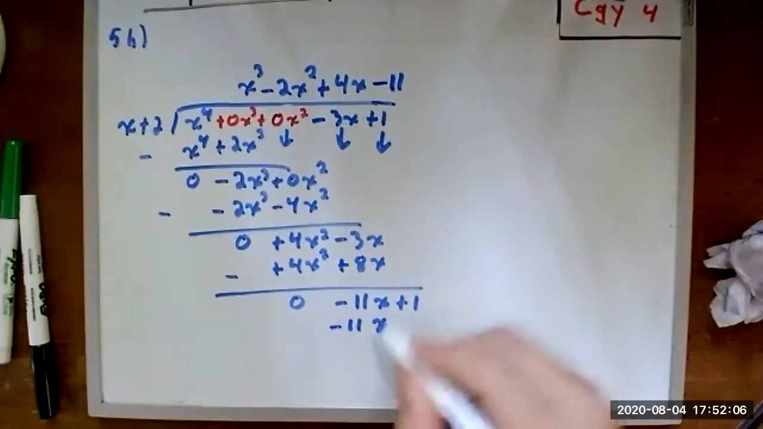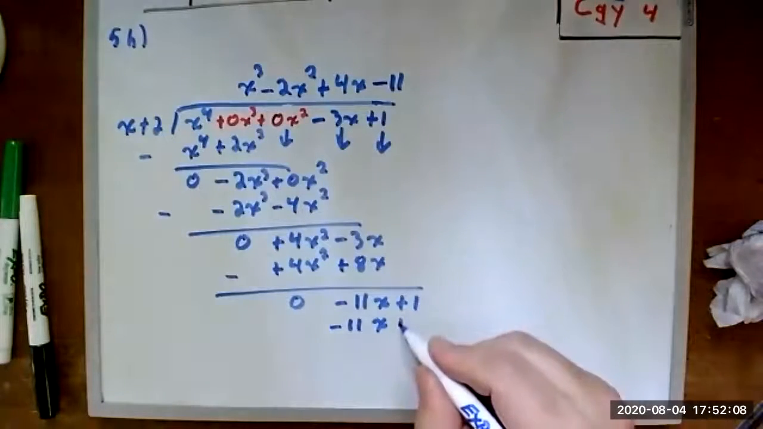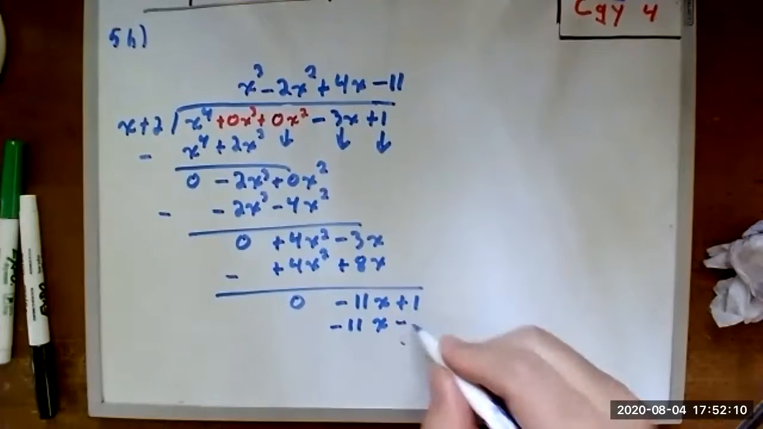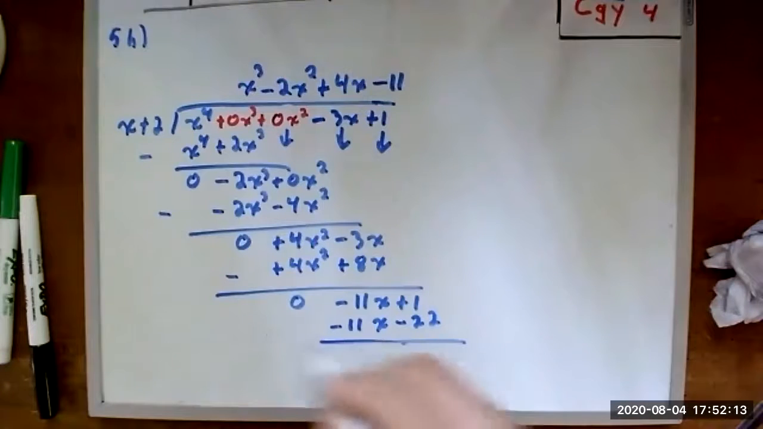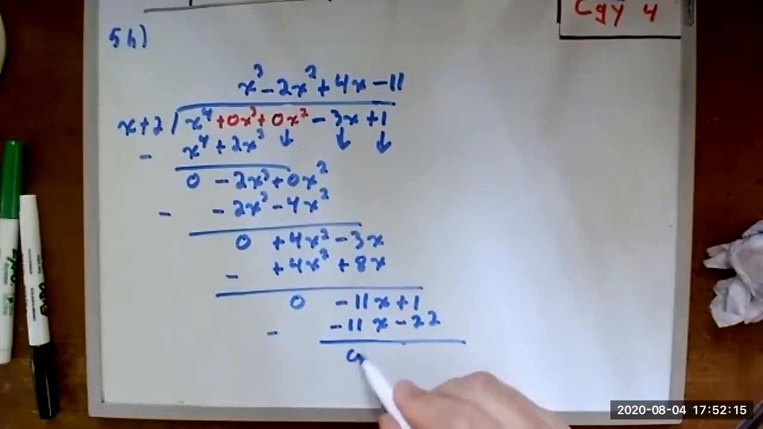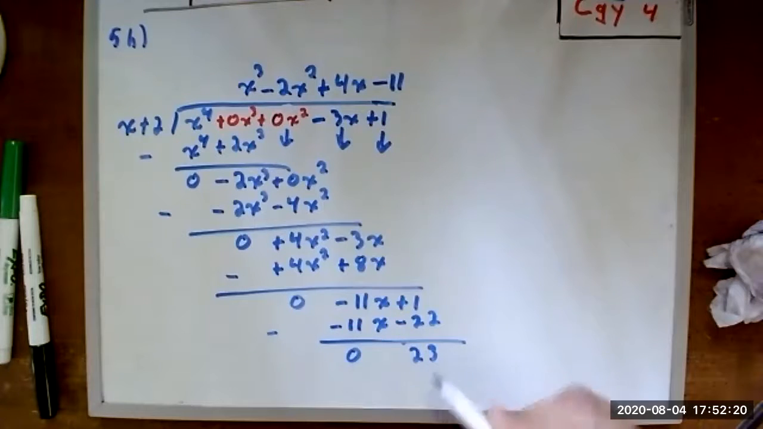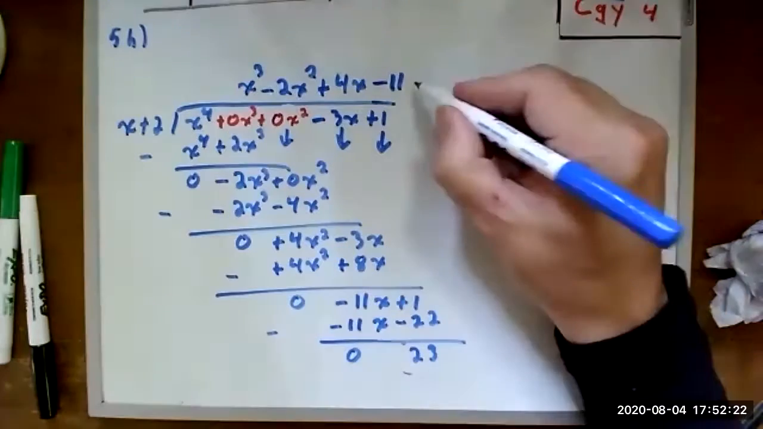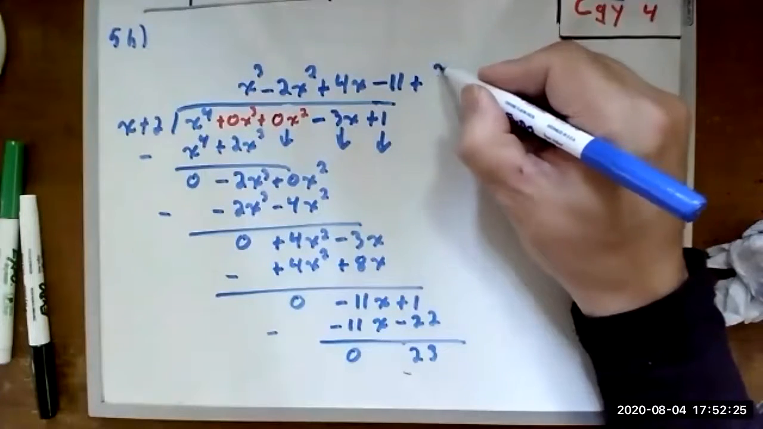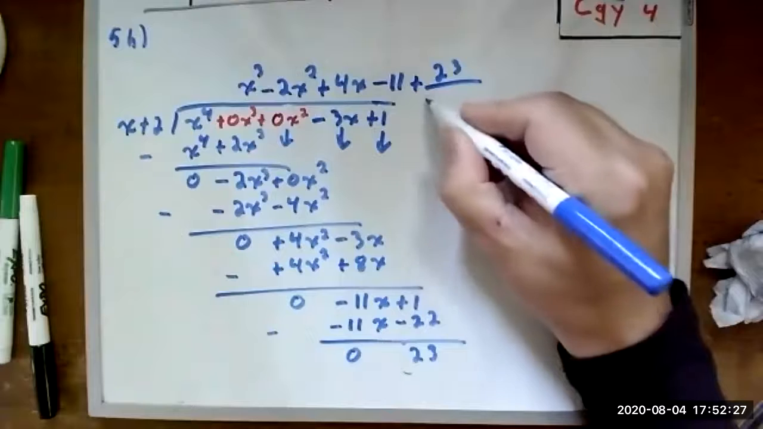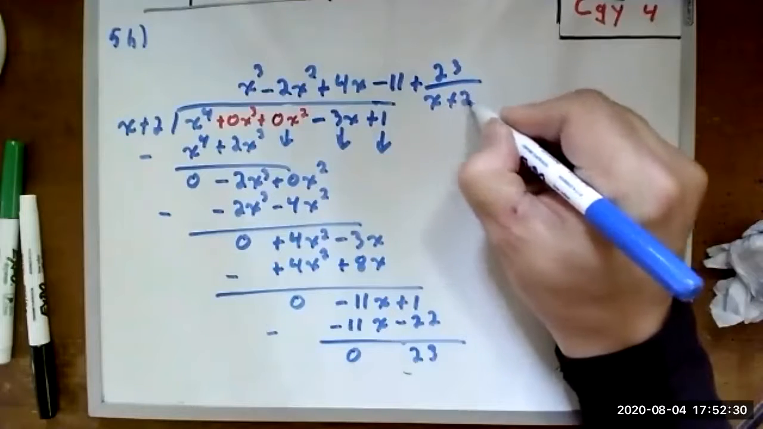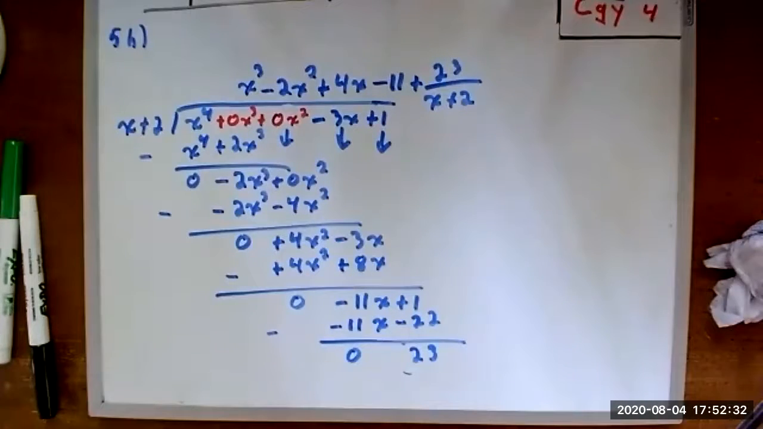What do I multiply x by to make it into a negative 11x? I multiply it by negative 11. Negative 11 times 2 is negative 22. We subtract. That goes to 0. 1 minus negative 22 is positive 23. That becomes our remainder, so we go with plus 23 over x plus 2.